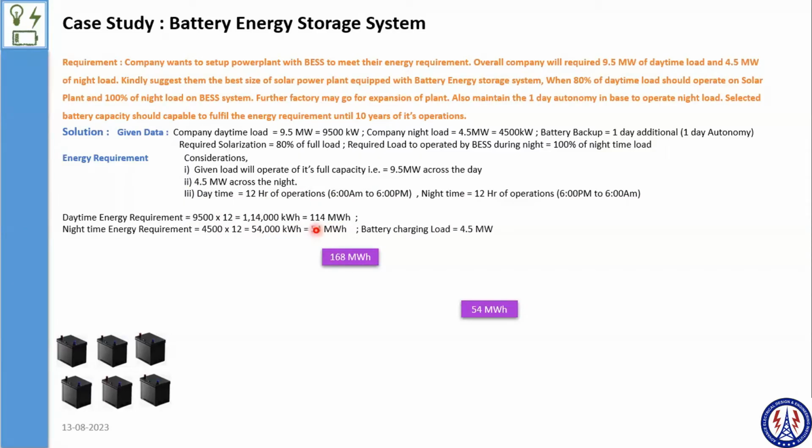Now, what would be the energy need for the night time with respect to 4.5? For 12 hours, this is the energy need for night time. Every day they require 114 megawatt hour for daytime, 54 megawatt hour for night time. And for the battery charging load, the constant load is 4.5.